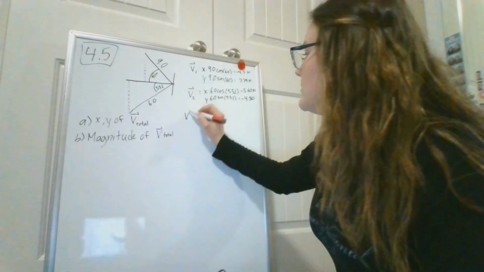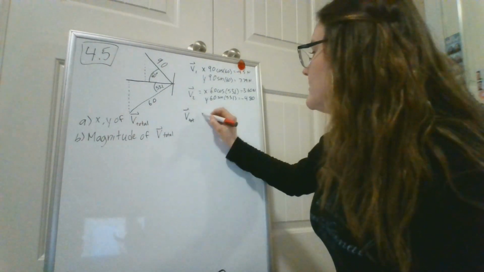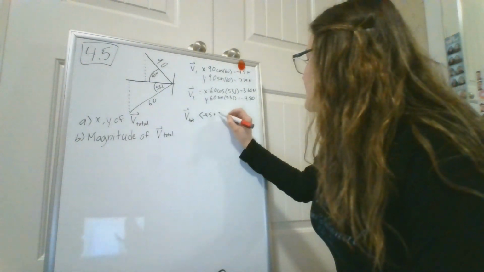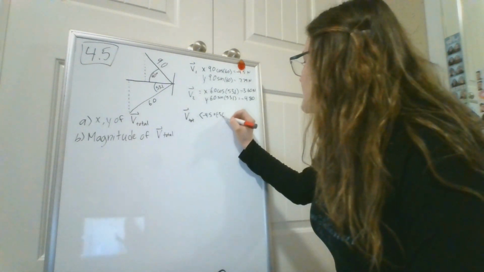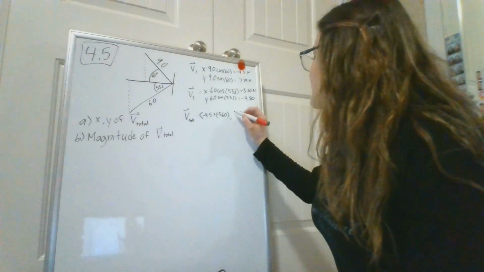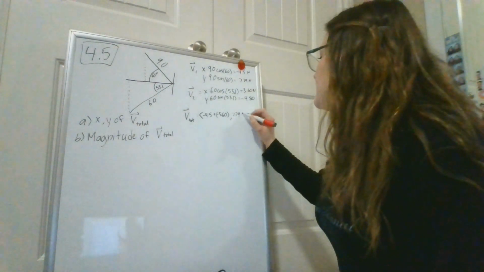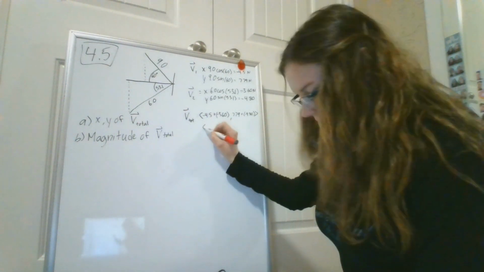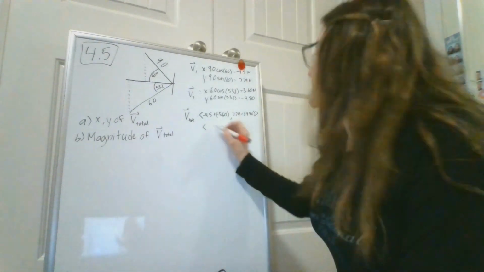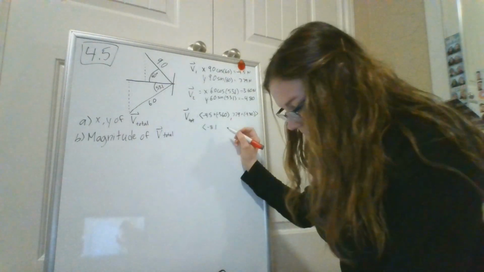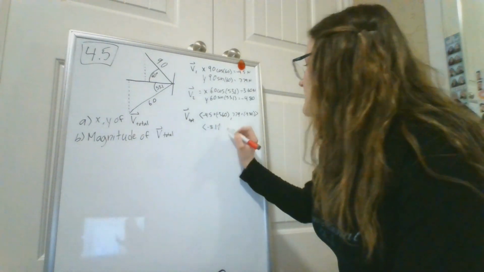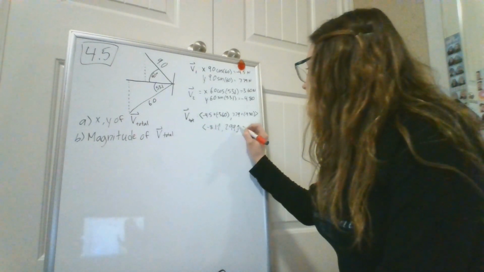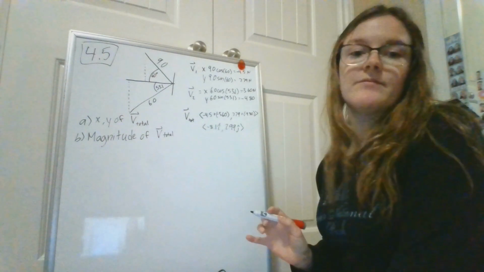Okay, so then our v total is going to be both of the x's added together, so negative 4.5 plus negative 3.60, and then the y's added together, which is going to be 7.79 plus negative 4.80. And then when we add those together, we find that our vector is negative 8.1 in the x direction, or i, and then 2.99 in the y direction, which is j. So that would be our total vector.